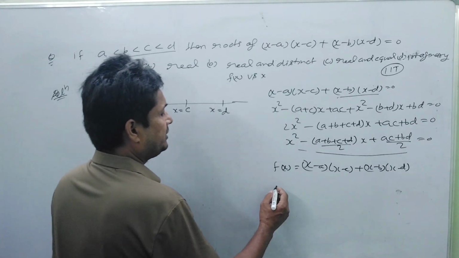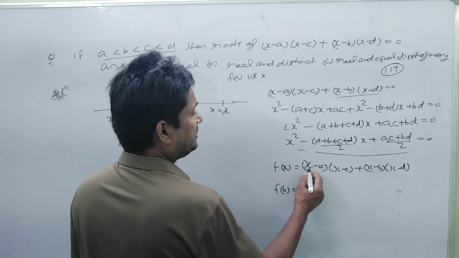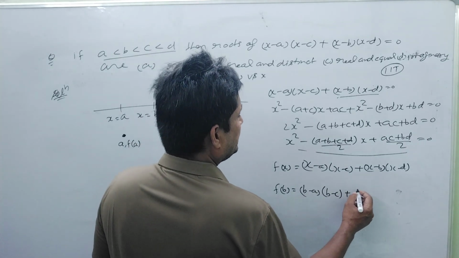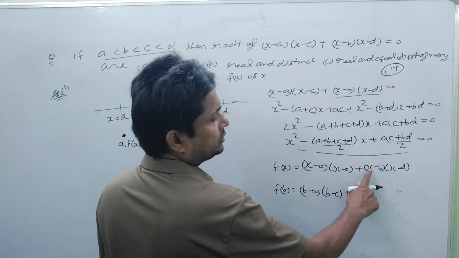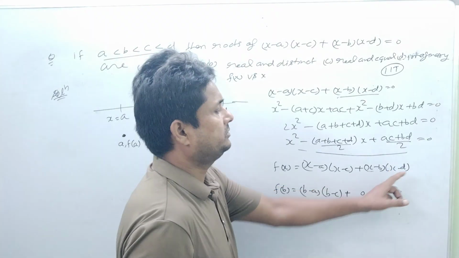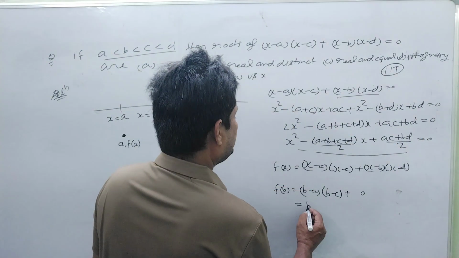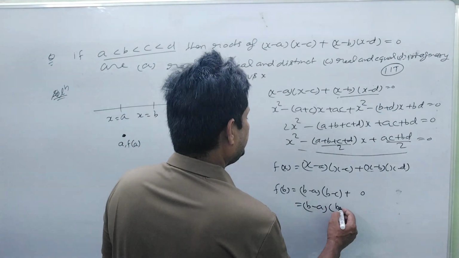f(b) will be how much? (b minus a) into (b minus c). This will give you 0 because b minus b is 0, and 0 into any number is 0. So this is coming (b minus a) into (b minus c).